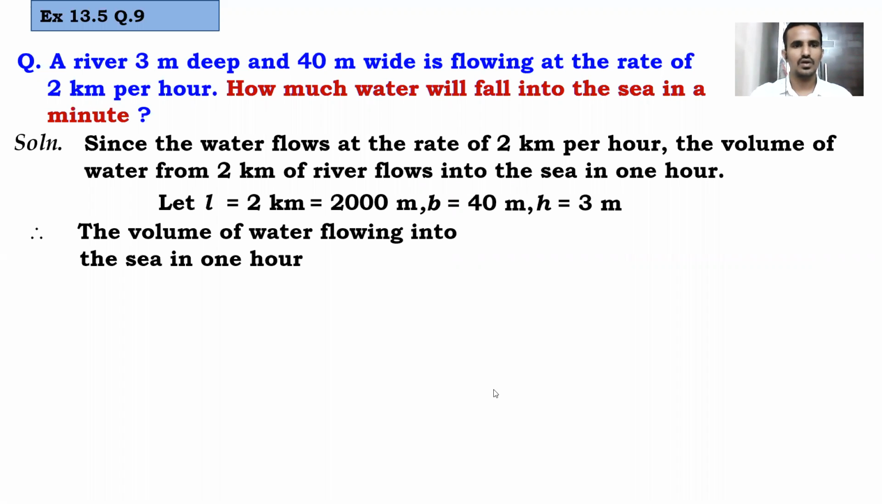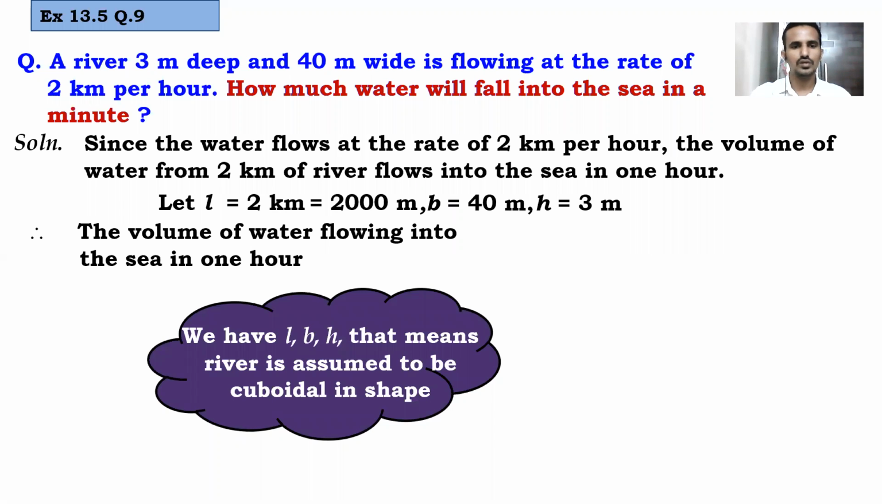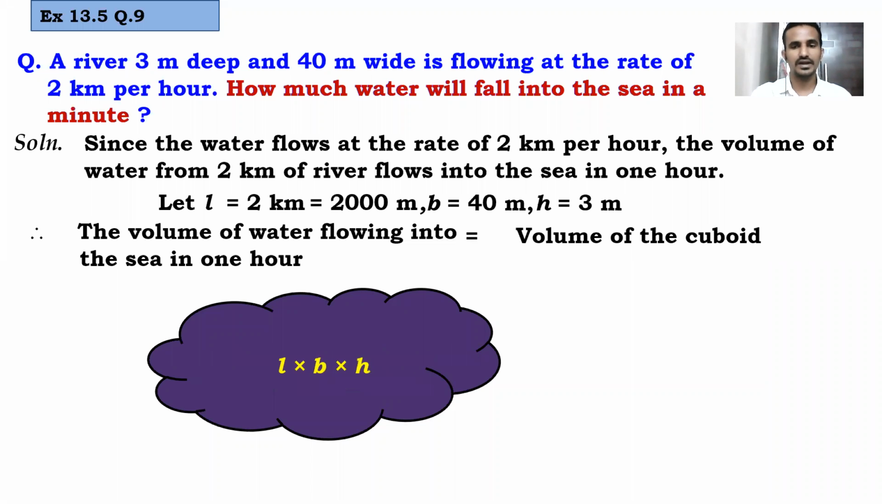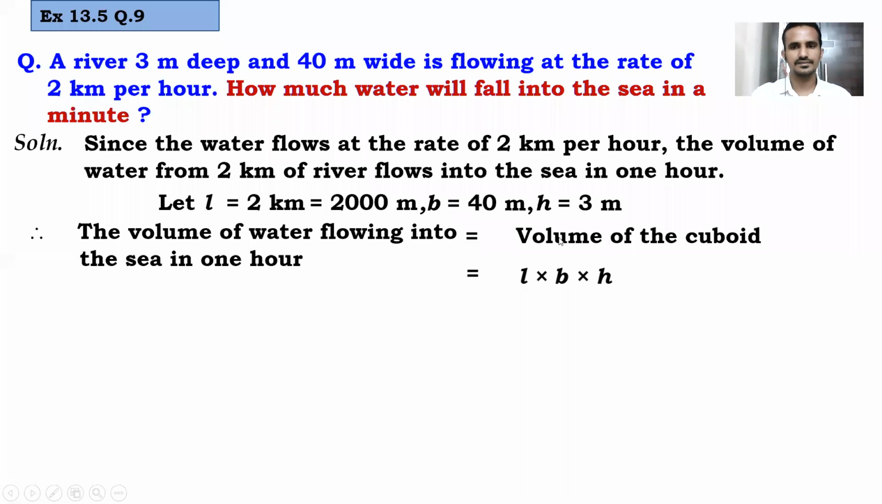So just write down volume of water flowing into the sea in 1 hour. Volume of water flowing into the sea in 1 hour is equal to volume of the cuboid. Okay, it is same as the volume of the cuboid. To write down volume of the cuboid, use the formula of volume, that is length into breadth into height. Do this calculation, everyone, and tell me the answer.